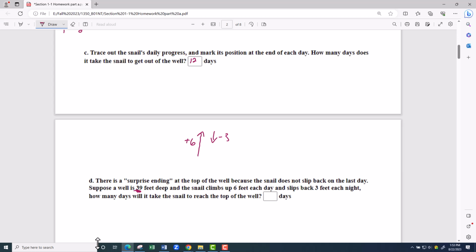So what is our total net height that we actually gain on this? Well, we gain 3 feet each day. So each day the snail is going to gain 3 feet. If we take our 39 feet and divide it by 3 feet, that's going to give us 13. But then we subtract off 1 day because remember we don't slide back down that last day. So that's going to be 12 days it takes the snail to get out.